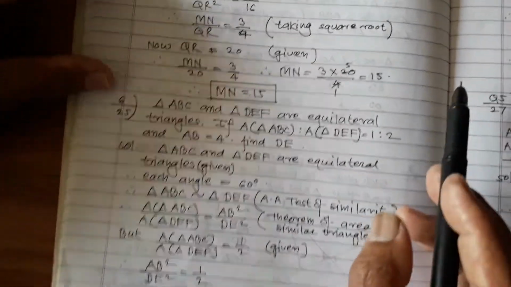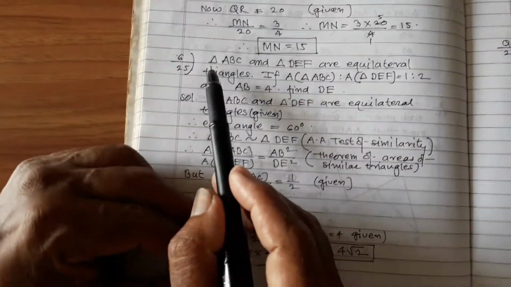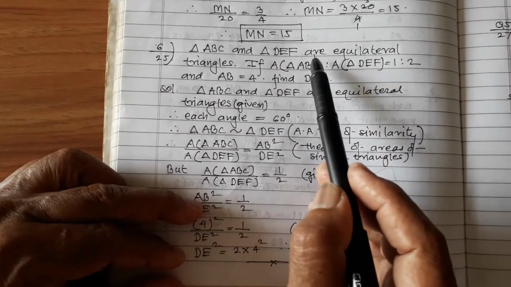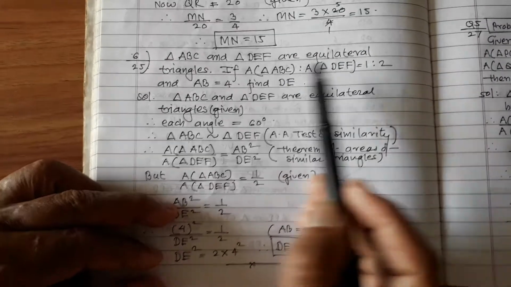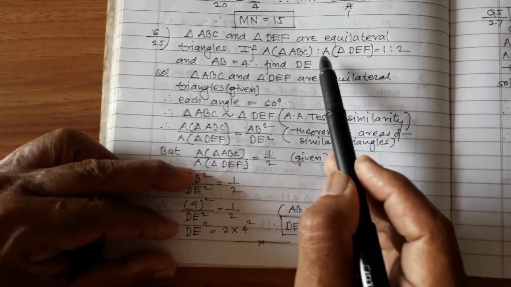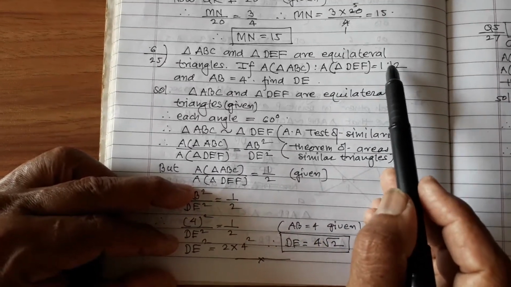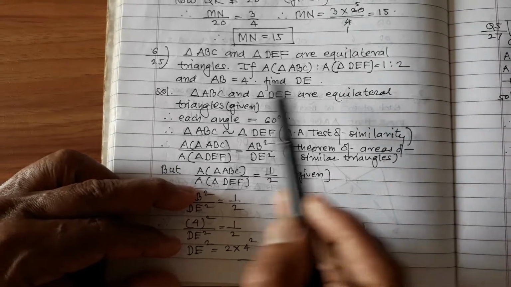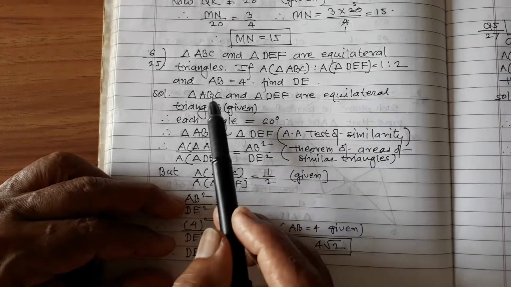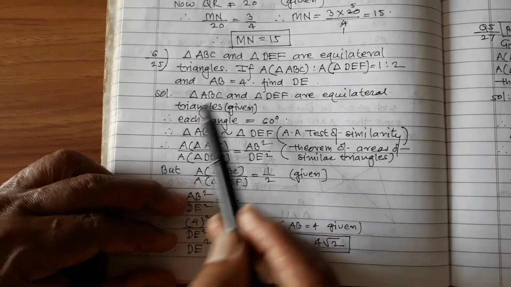Okay. Now next question, question number 6. Now the question is this: triangle ABC and triangle DEF are equilateral triangles. If area of triangle ABC is to area of triangle DEF is equal to 1:2 and AB is equal to 4, find DE. Okay, now here read the question properly, and what is given here.